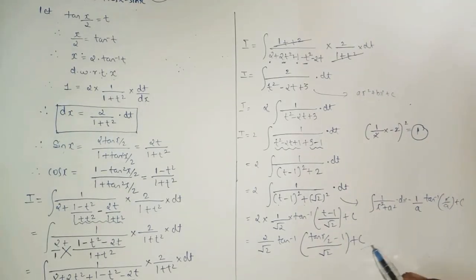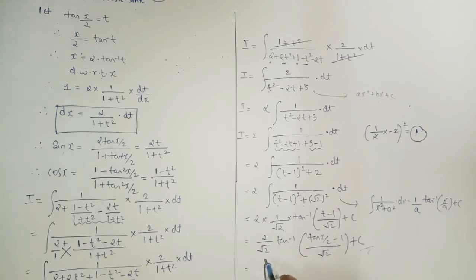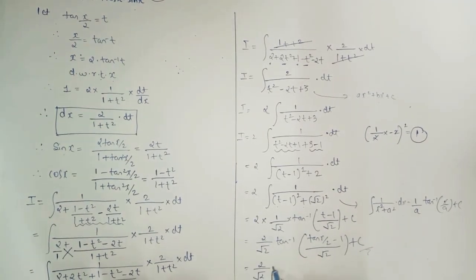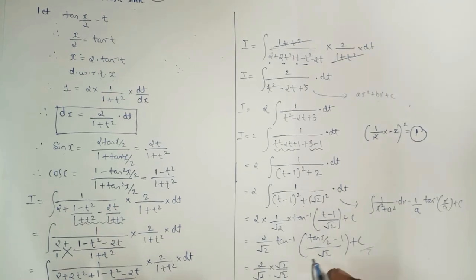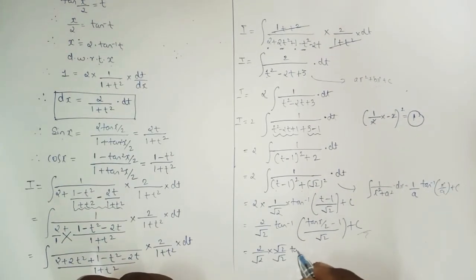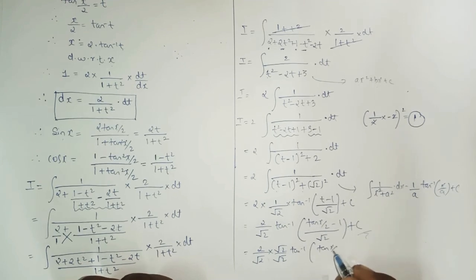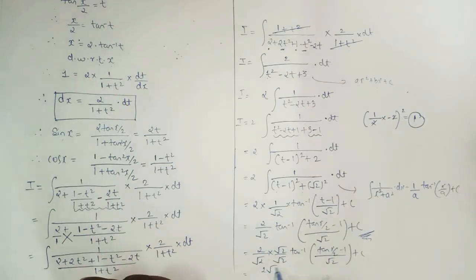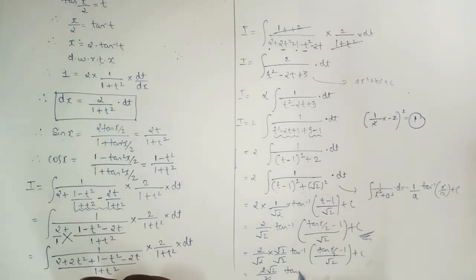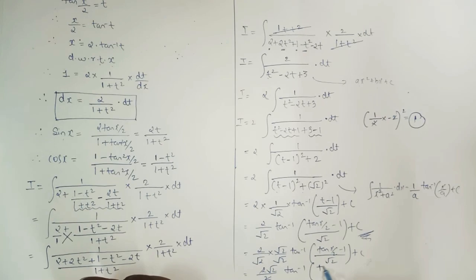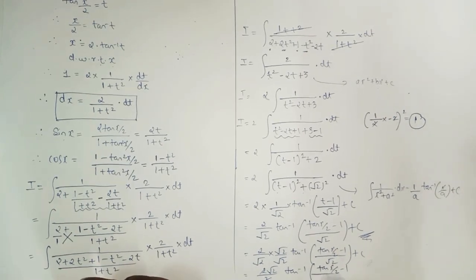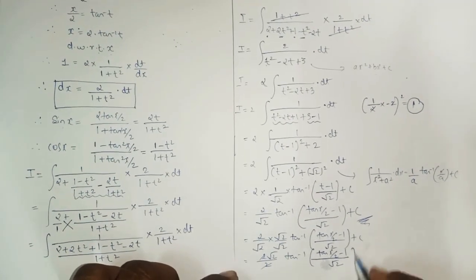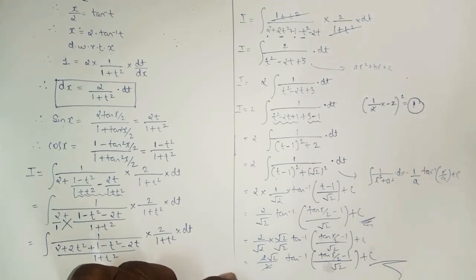Okay, you can stop your answer here itself, or else this 2 upon root 2 we can rationalize further if you want to get the perfect answer. So this will be 2 root 2 upon root 2 times root 2, root 2 times root 2 is 2. So 2 root 2 upon 2, the 2 will get cancelled. Tan x by 2 minus 1 upon root 2 plus c. Okay, that is the final answer.